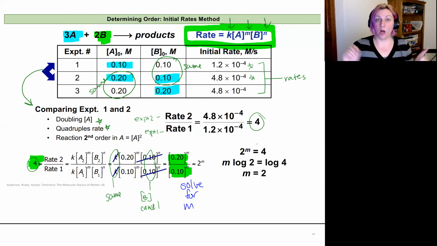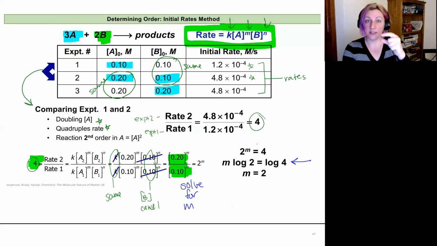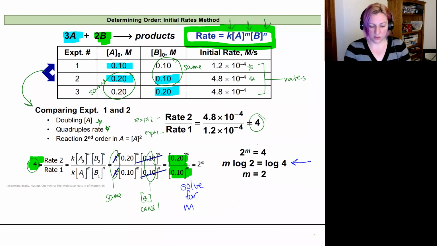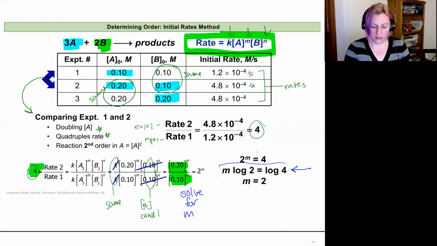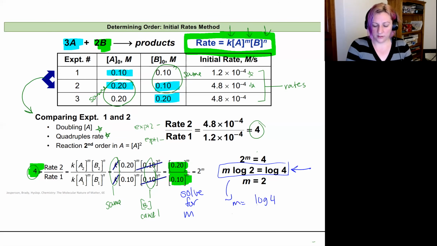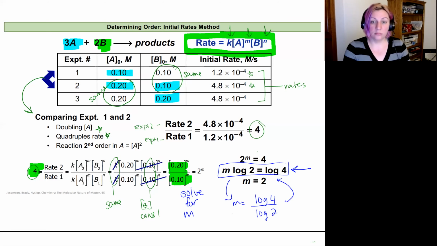If I take the log of both sides, I can make that exponent something that I can deal with algebraically. It comes out in front. So that 2 to the M becomes M log 2, which is equal to log 4. So then M is equal to log 4 divided by log 2, which is equal to 2. So that tells me that my exponent is 2. That means my order is 2 with respect to A. And that's how I'd write it out.